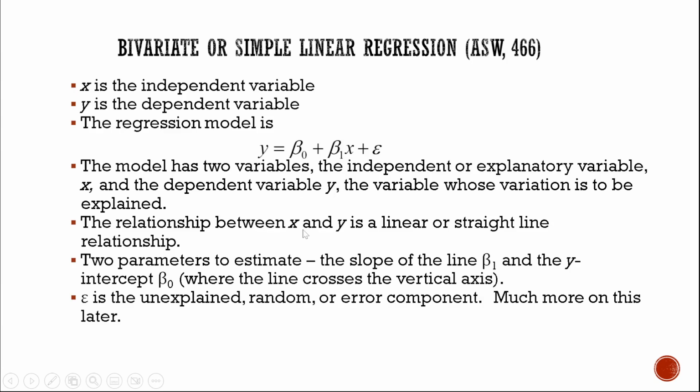So the relationship between x and y, where y depends on x, is a linear or straight line relationship. So there are two parameters to estimate: the slope of the line, beta 1, which determines your slope, and the y-intercept, beta 0. This is the constant where the line crosses the vertical axis. So where the line crosses, meaning the value at which it would start. E is the unexplained random or error component. So E, or epsilon, is the error component. There will be much more on this in another discussion.